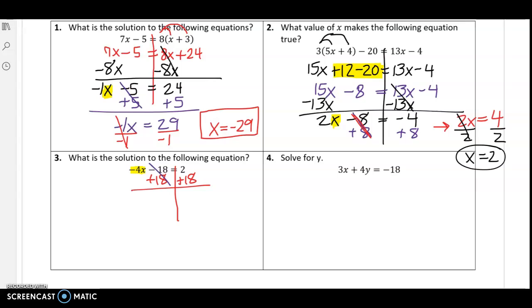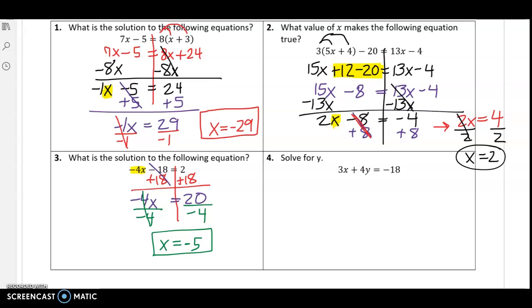Negative 18 and positive 18 add up to 0. And then the last step, of course, is to divide by negative 4. So x is negative 5. 20 divided by negative 4 is negative 5.